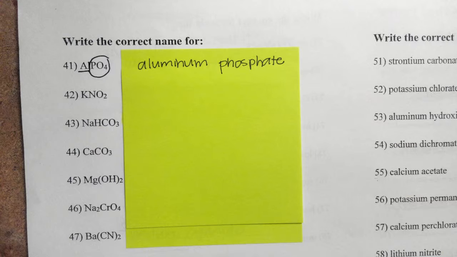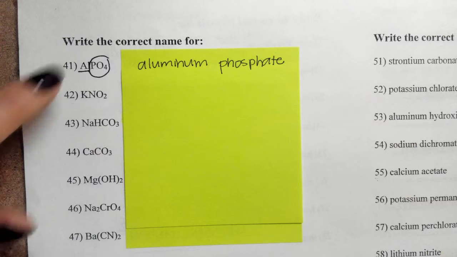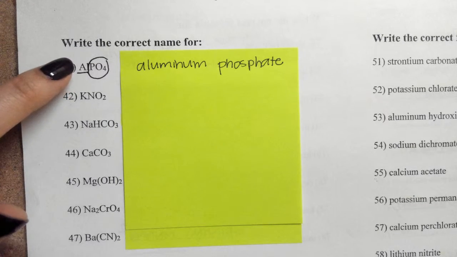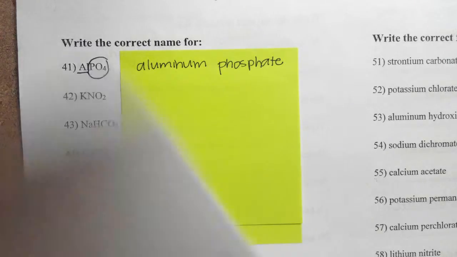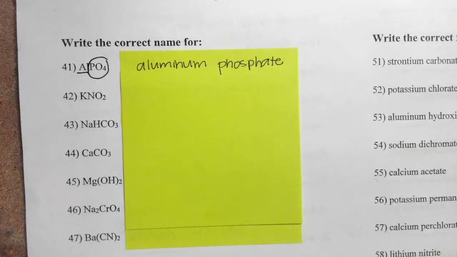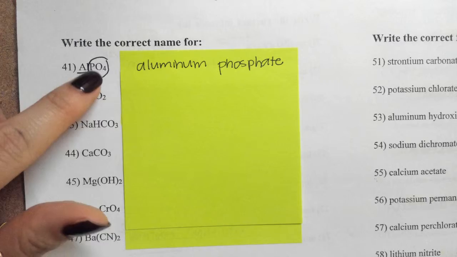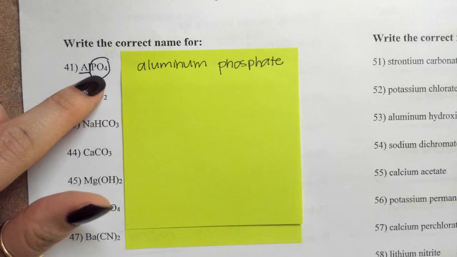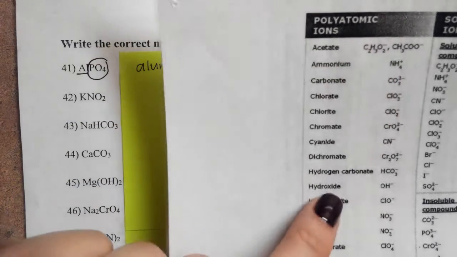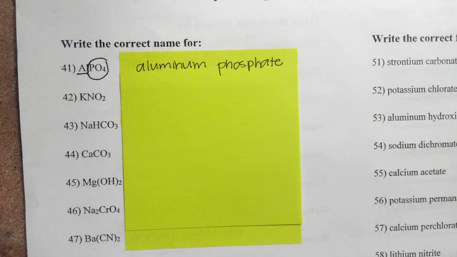So again, all you have to do is name the metal. If you're not familiar with the symbol, use your periodic table. Then you're going to identify your polyatomic ion using this chart. And once you identify it, you just write it down. I'll do one more with y'all, and then we're going to work backwards.